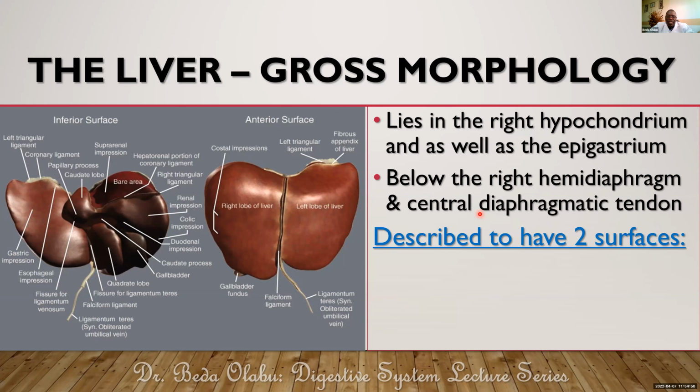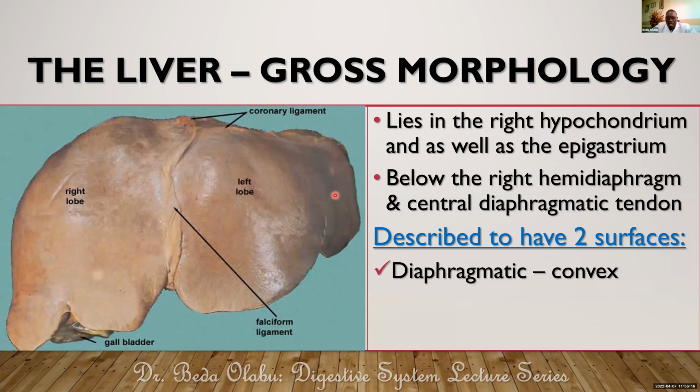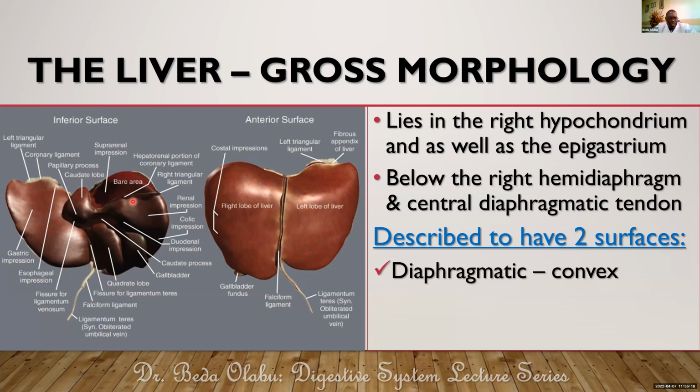We describe the liver as having two surfaces, the surface facing the diaphragm and the surface facing the abdominal viscera. The surface facing the diaphragm is called the diaphragmatic surface, and that's the one that is convex and smooth, as we can see here. This is the one that will be lined by the right hemidiaphragmatic dome as well as the central tendon of the diaphragm. Then we have the visceral surface, which is this side.